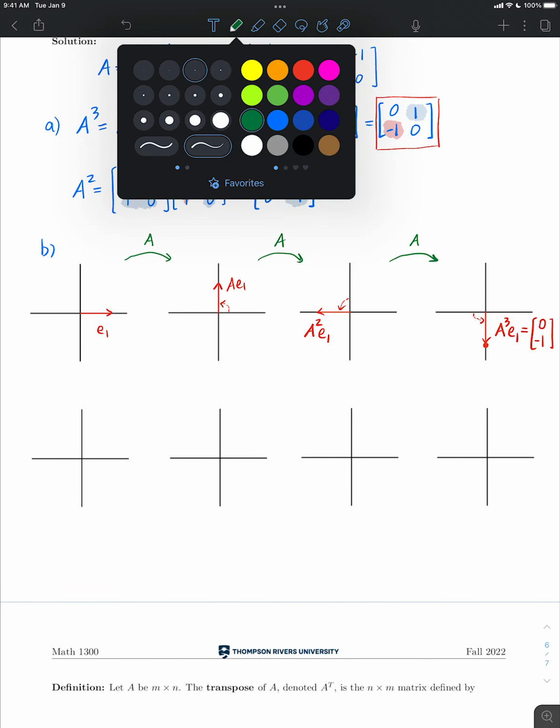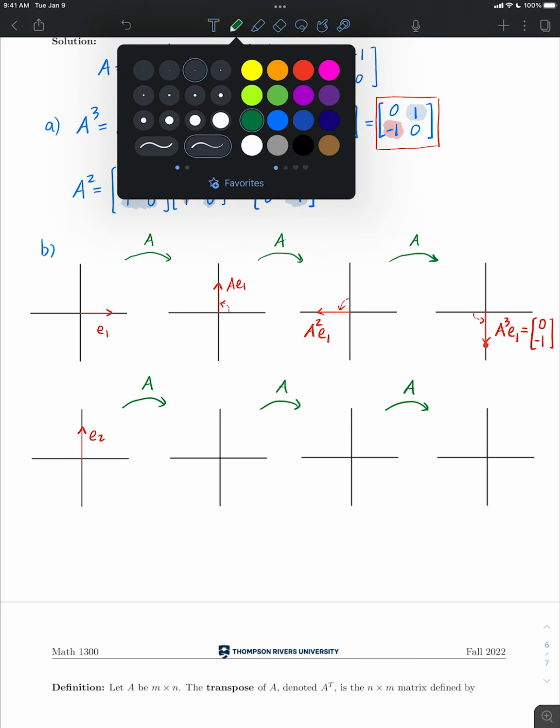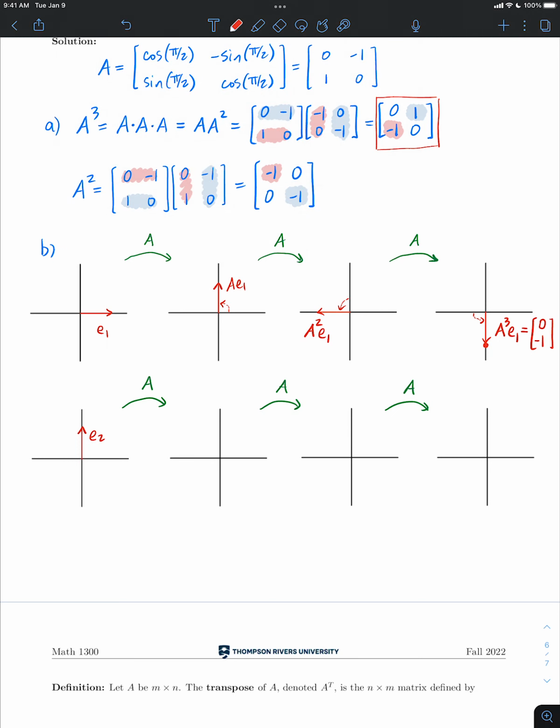I'll draw a picture of E2. Okay, so we've got E2, and what would A do to that vector? Let's apply A, then we'll apply A again, then we'll apply A again. And that's the third application of A. So that's where the A cubed part comes in, remember.